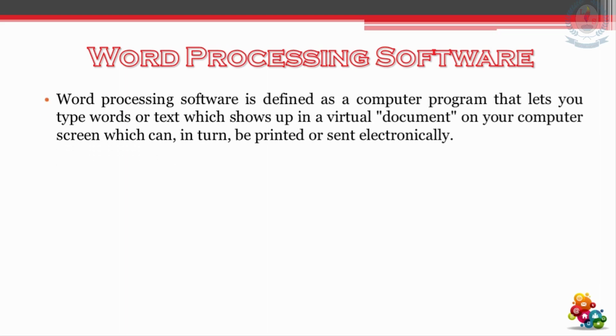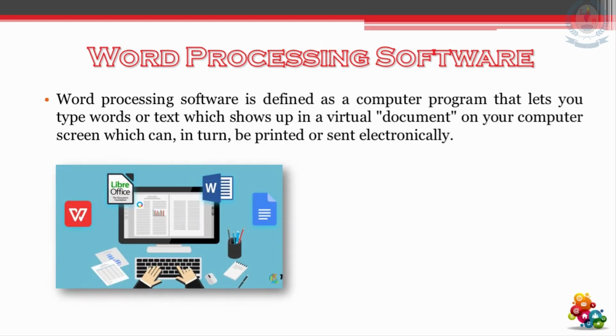So children, the next topic is word processing software. What is that? That is one of the application software. Why do we use word processing software? Word processing software is used to manipulate and format text to create memos, letters, faxes, and documents. It is used to format and beautify the text. Some examples of word processing software, as you can see in the picture, are LibreOffice, Microsoft Word, and Google Docs.